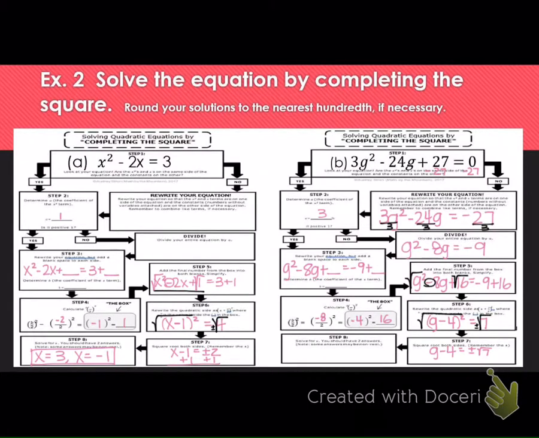But again, remember, round your solutions to the nearest hundredth. It told us that in the instructions. So decimal answers are going to be okay. How do we finish solving for g? We add 4 to both sides.